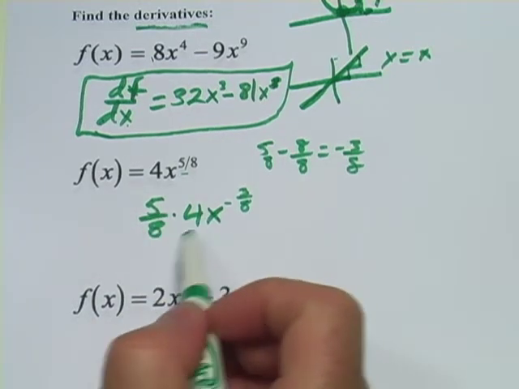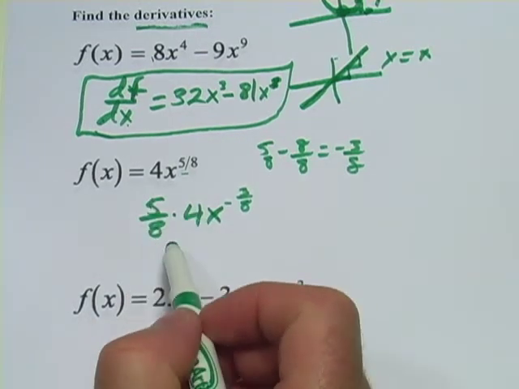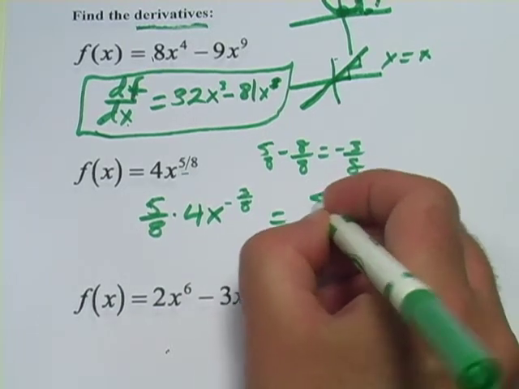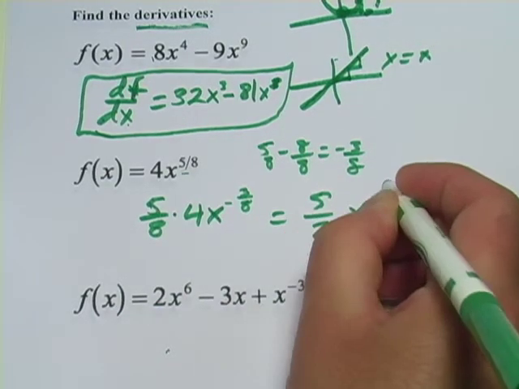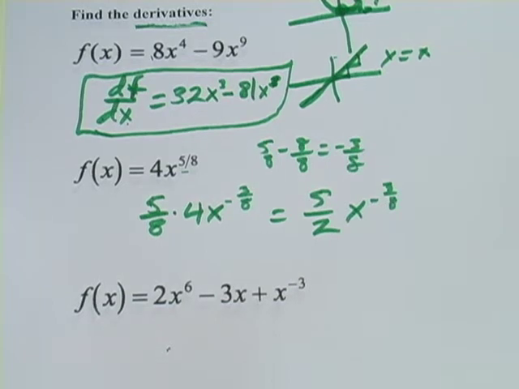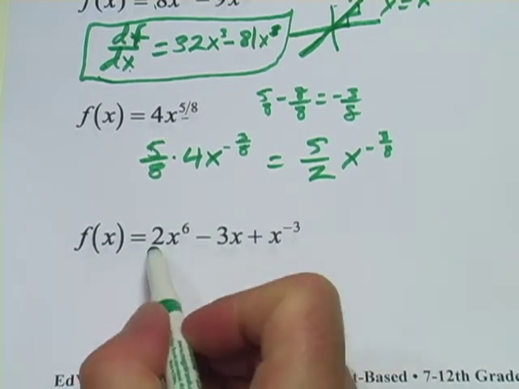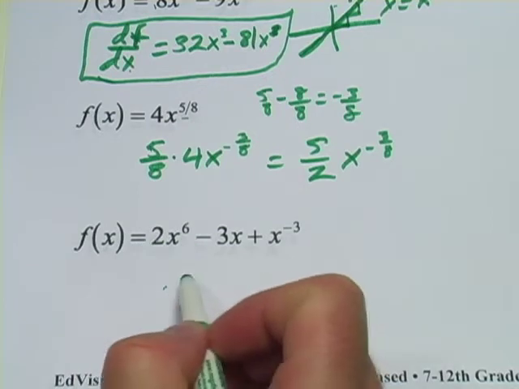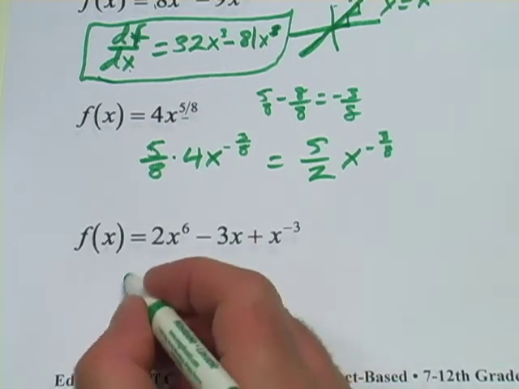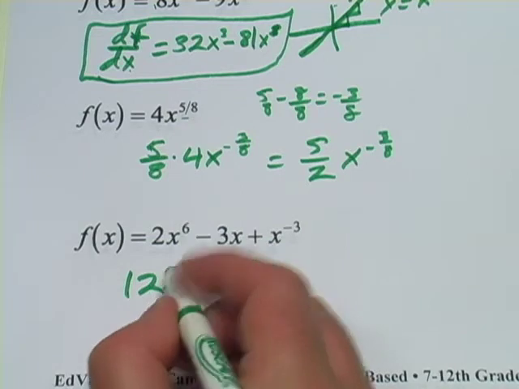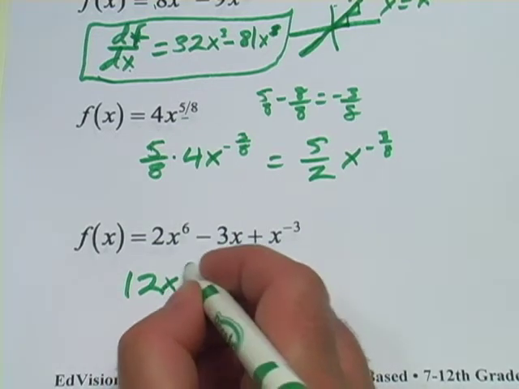And then we can do our simplifying. Let's see, 5 times 4 is 20 divided by 8. I think that's going to be 5 halves times x to the negative 3/8. All right, one more. So we've got 2x to the 6th. I'll bring that 6 down and multiply it by the 2. I get 12. And x, instead of to the 6th, would be x to the 5th.